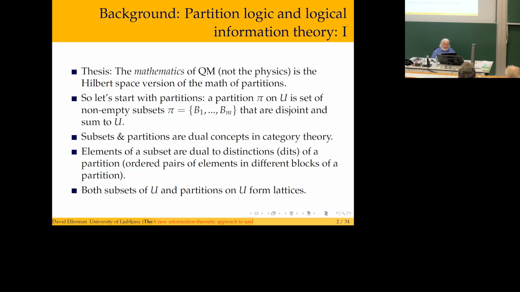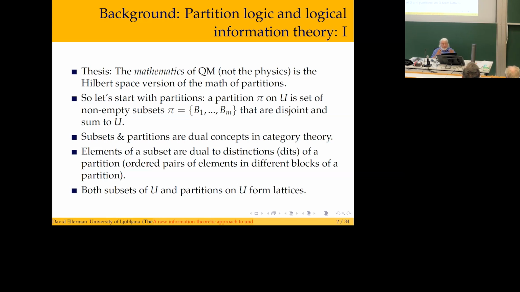And the duality between subsets and partitions goes one step lower, in the notion of elements of a subset or, dually, the notion of distinctions or dits. A distinction of a partition is a pair of elements that are in different blocks of the partition. So you remember a partition is made up of separate blocks, which are disjoint and whose union is the whole set. So an ordered pair of elements in different blocks is a distinction. The partition distinguishes those elements because they're in different blocks. The elements within a block are indistinctions, or indistinguishable by that partition.